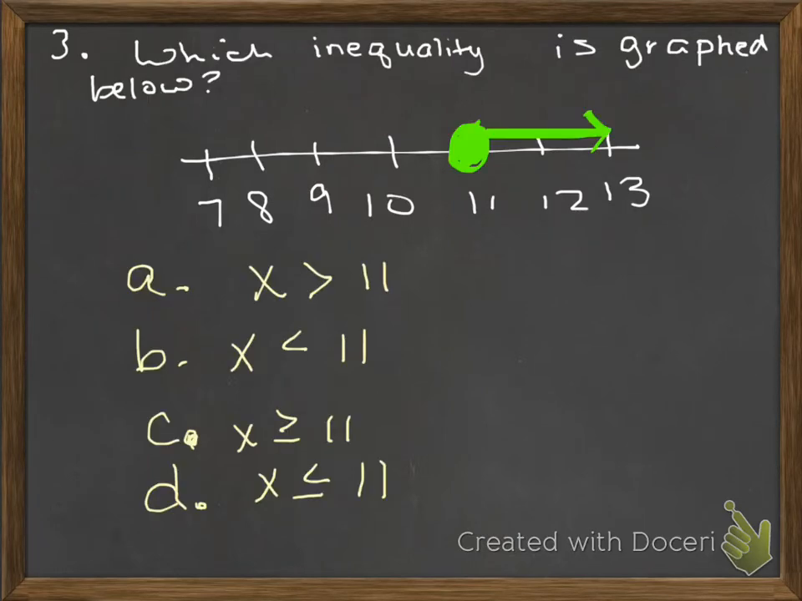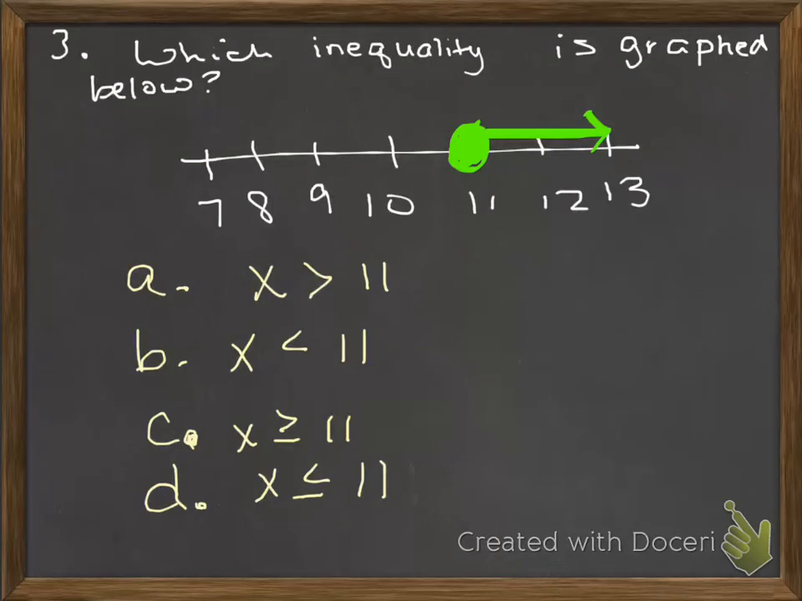A says that x is greater than 11. B says x is less than 11. C says x is greater than or equal to 11. And D says x is less than or equal to 11. So in order to figure out which inequality is graphed below, you want to take a look. And first, I would check to see if the dot is open or closed.